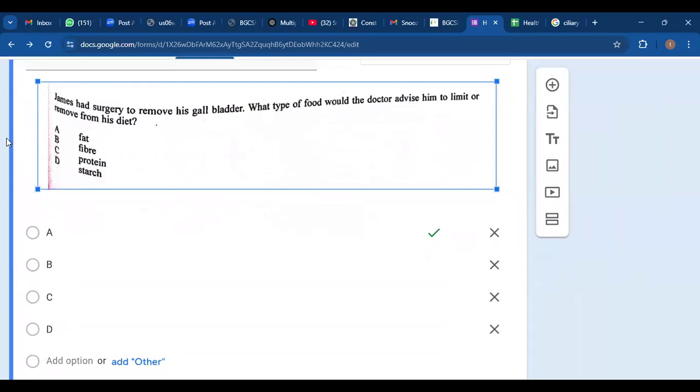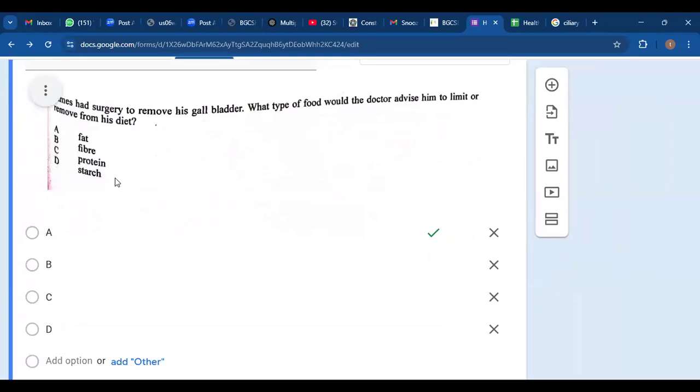He had to remove his gallbladder. Remember, his gallbladder is removed, so it's fat. Does that mean he can't eat anything? No, you could eat a lot of stuff, just not fatty foods. It'll be harder to digest.